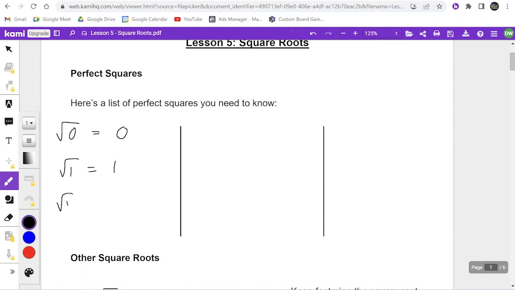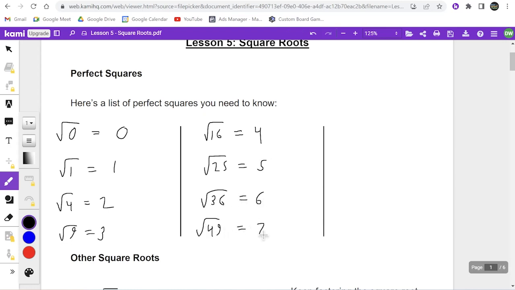It's going to be root 4 equals 2. What's the one after that? That's root 9 equals 3. And then can anyone tell me what the next one will be? Root 16 equals 4. How about the one after that? Any volunteers? That's going to be square root of 25 equals 5. After that is going to be root 36 equals 6. Root 49 equals 7. Root 64 equals 8.